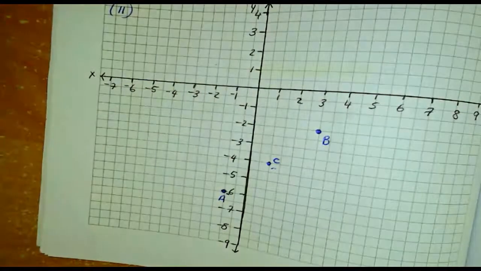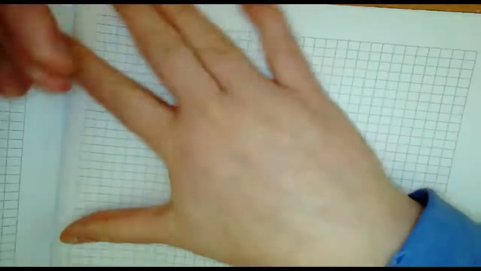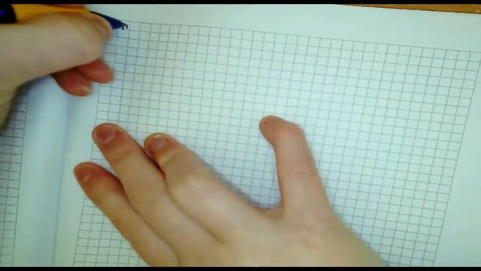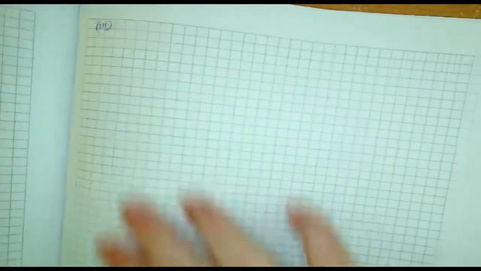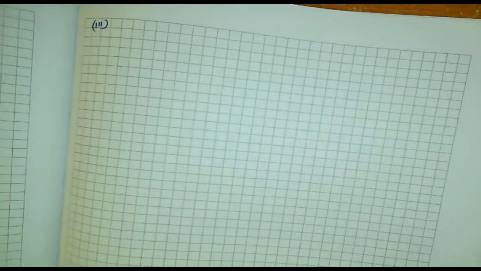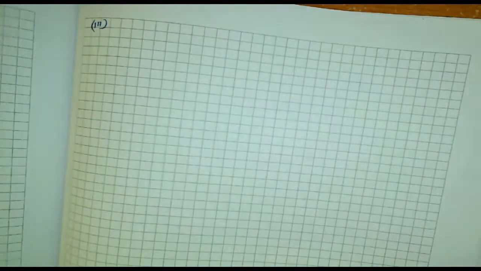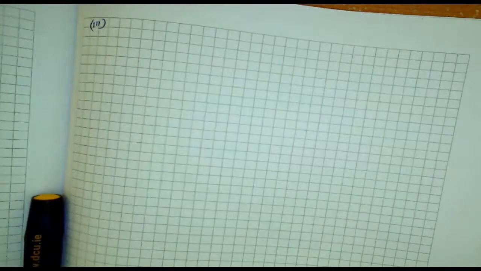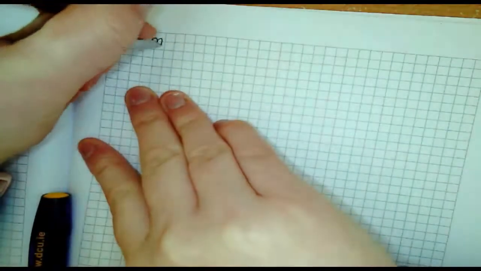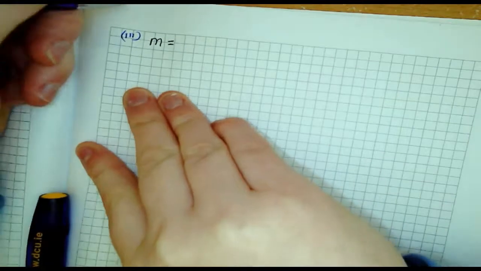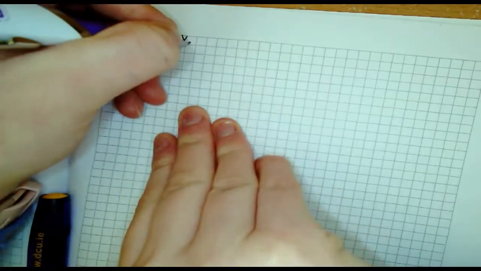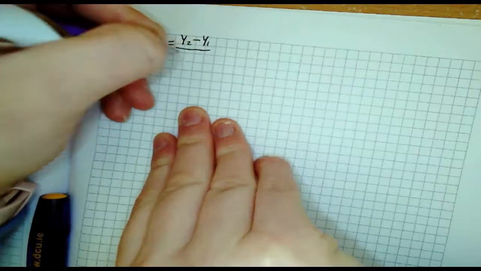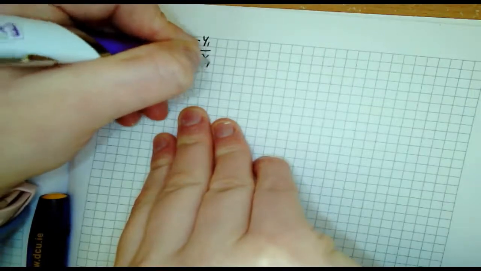Okay. So then part 3 asks us to find the slope of AB. So again, the slope formula is in the log tables. So the slope m is equal to y2 minus y1 all over x2 minus x1.